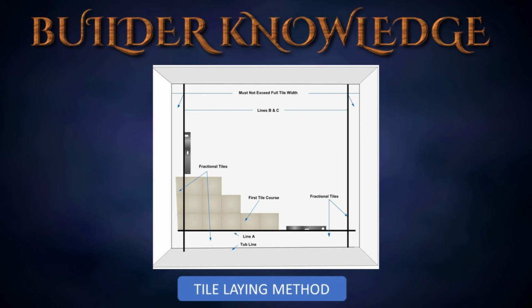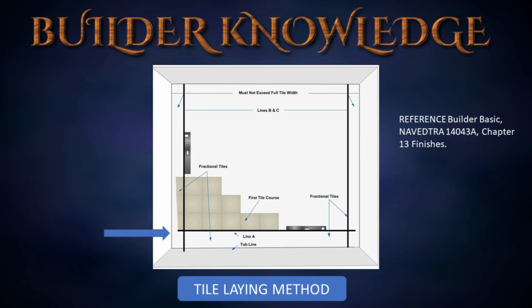This graphic is to depict a tub or shower area with walls and surfaces that are not square. First thing we need to do is square the wall. To do this, we must first find the low point. Measure up the height of one full tile at the low point. Draw horizontal line A. It must be level.